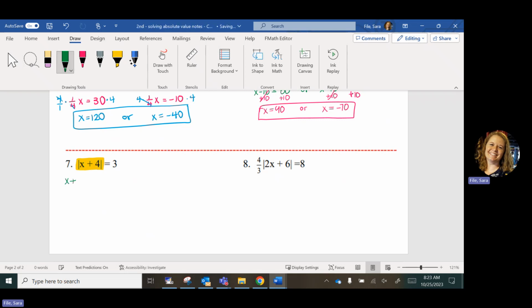I'm going to say x plus 4 equals 3, or x plus 4 could equal negative 3. I know there's two solutions because this is a positive number. Now I'm ready to solve. What am I going to do to solve for x? How do I get rid of plus 4? Good, minus 4.